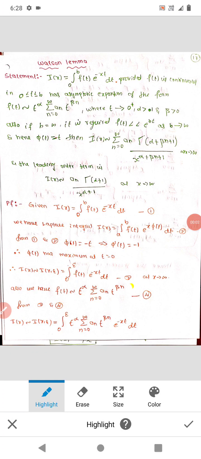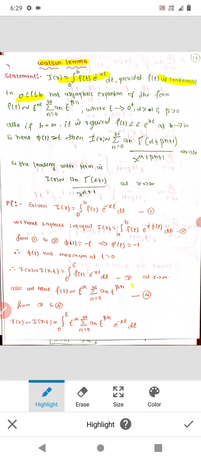Hi, welcome to all. Today we are going to discuss one important lemma, Watson lemma. The statement is I of x is equal to the integral from 0 to b of f of t e to the power minus xt dt, provided f of t is continuous. And remember, the range for t is 0 to b.